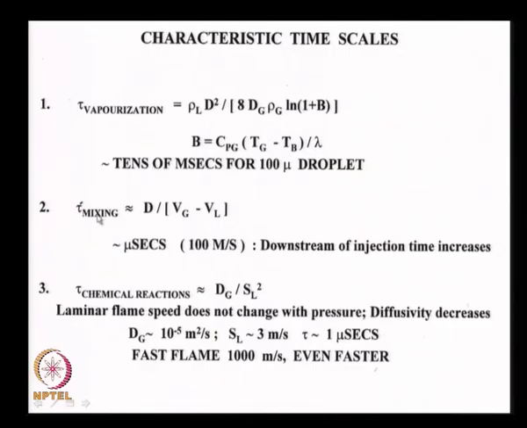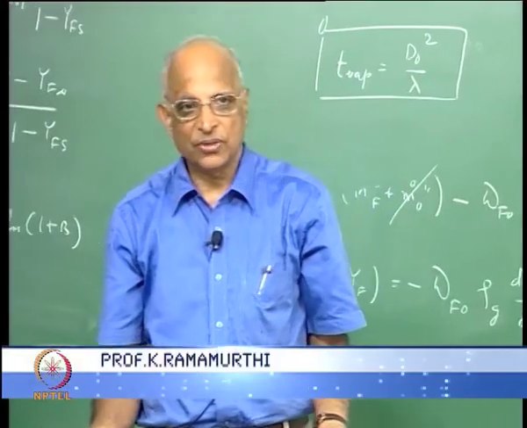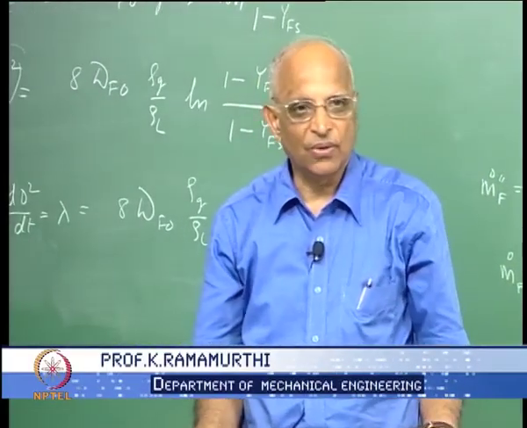We can talk in terms of mixing time as equal to the diffusion coefficient divided by velocity, meter squared per second by meter per second. This is much lower than vaporization time. The chemical reaction time is a characteristic time, let us say the diffusion term divided by the laminar flame velocity square, which is again much smaller. Therefore, vaporization essentially controls this, and we know how to take care of vaporization to get the C star value.